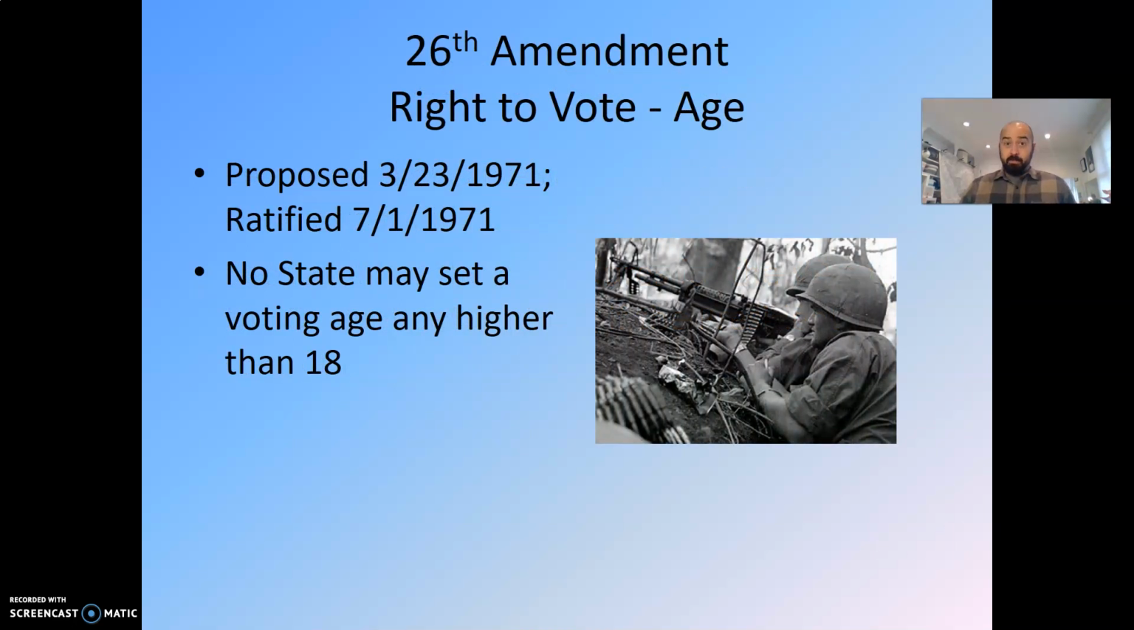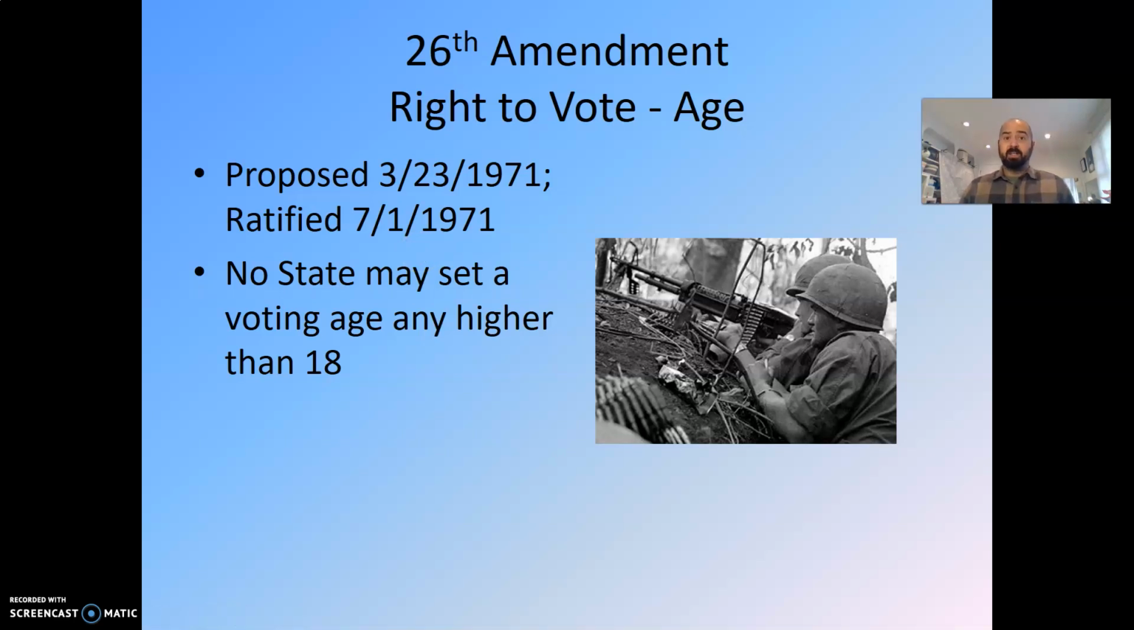The final amendment we're going to address, again, has to do with the right to vote, and that has to do with age. The 26th Amendment, which was passed with very large support and in a very quick manner. You can see it was less than 4 months from the time it was proposed to the time it was ratified, reduced the age to vote to 18 years old.